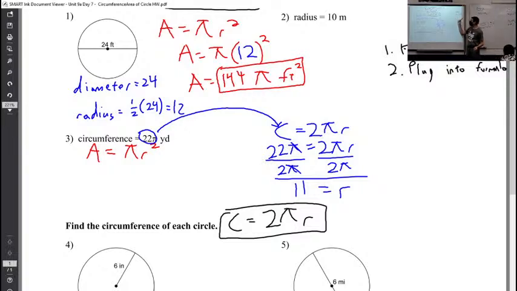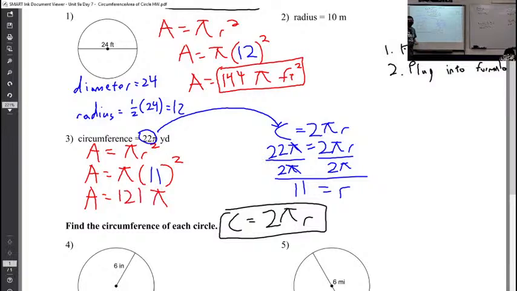So step 1, find the radius. Check. That's done. So step 2, plug it into the formula. Let's do that. Area equals pi times my radius squared. Well, we just found that the radius was 11 using that circumference formula. And so that's going to be 11 squared is 121, and then I'm going to just stick the pi at the end. Yards squared, since it's an area.